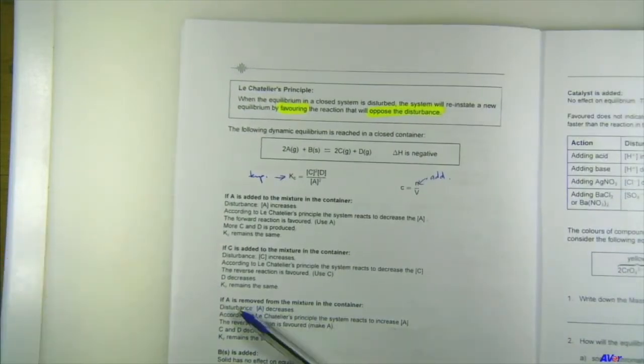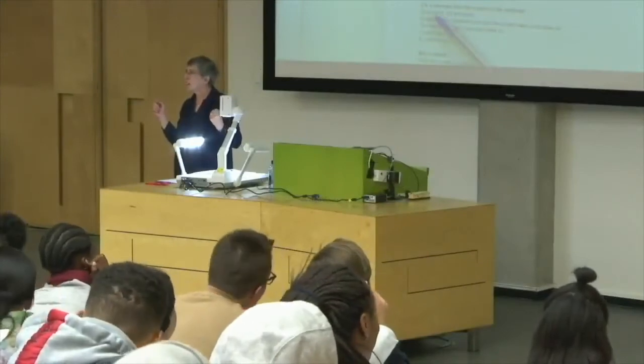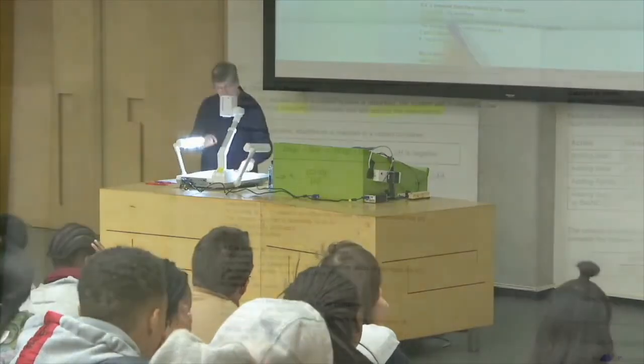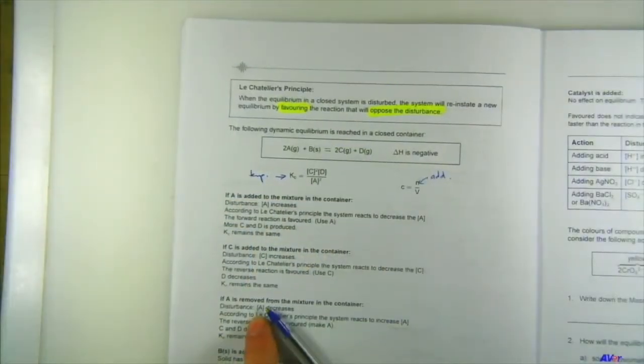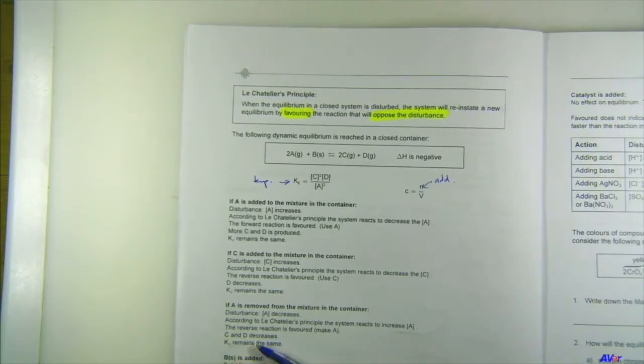If A is removed, now we're taking things out. Is that going to increase or decrease rates of reaction if I take things out? It's actually going to make things slower, right? But we'll talk about that once again when we get to the graphs. What happens is if I decrease A, then the system wants to increase A. And the only way to increase it is to produce it. And it will do the reverse reaction to make new A.